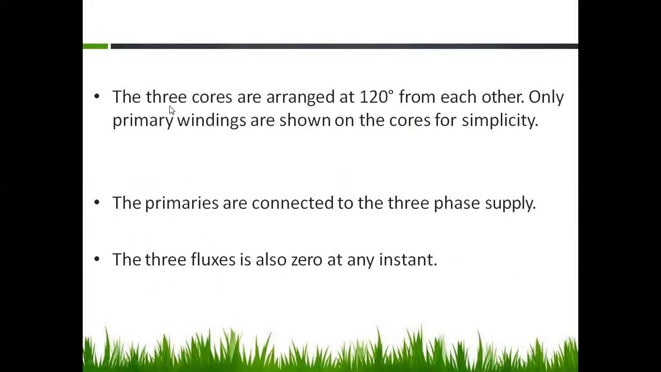The three cores are arranged at 120 degrees from each other. Only the primary windings are shown on the cores for simplicity. The primaries are connected to the three-phase supply, so the sum of the three fluxes is also 0 at any instant.